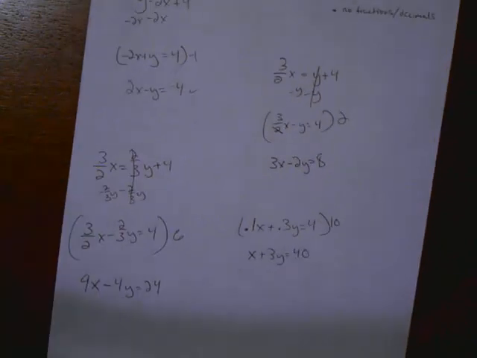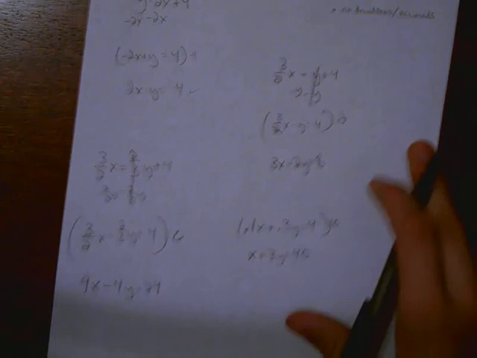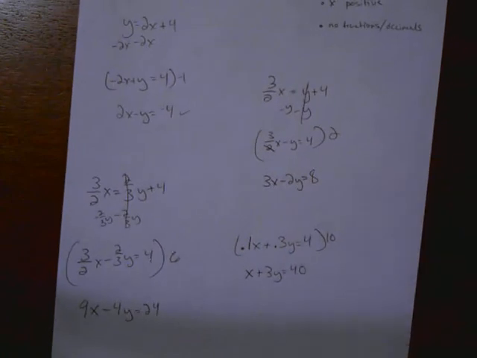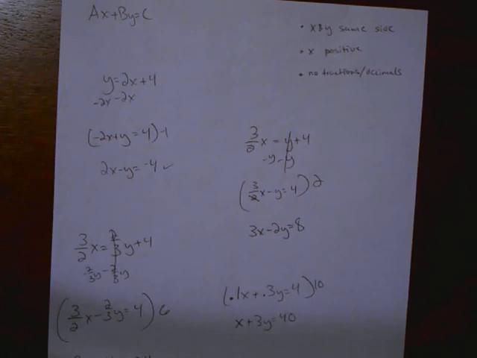And I've got x and y on the same side. X is positive, and I don't have any decimals. Decimals are, in fact, your friend because they're very easy to adjust. And that is standard form of a line. Make sure that you get those 3 rules. You want x and y on the same side. You want x to be positive. No fractions or decimals. As soon as that happens, you've got standard form.